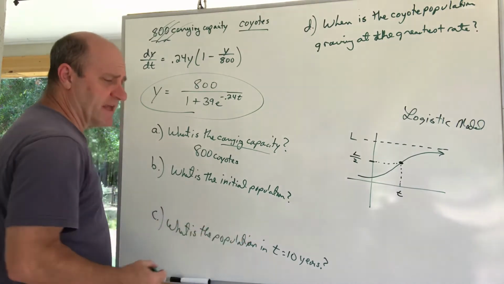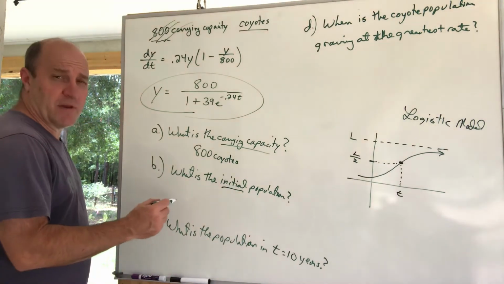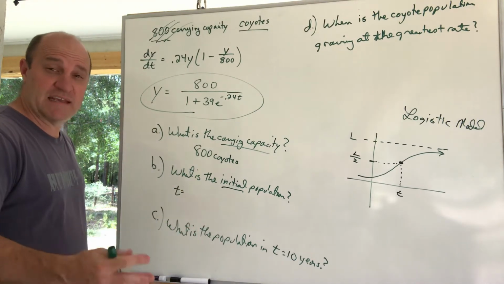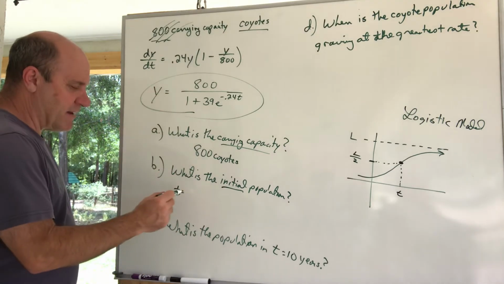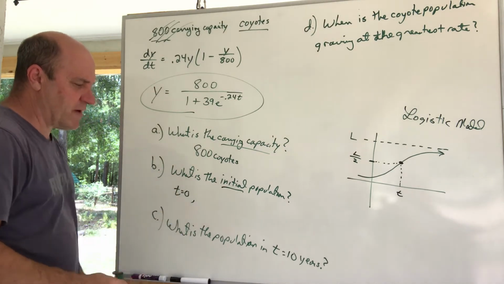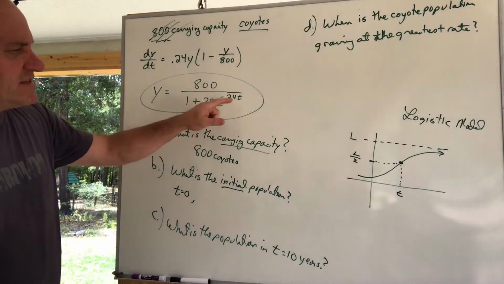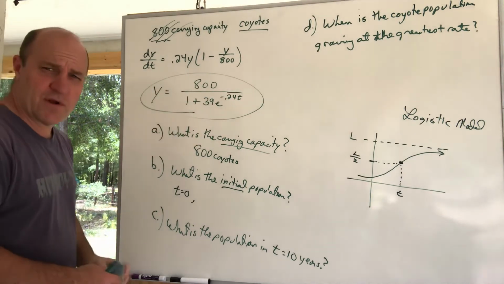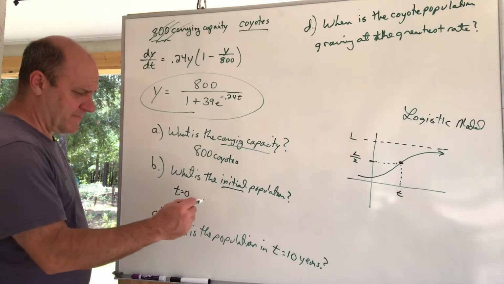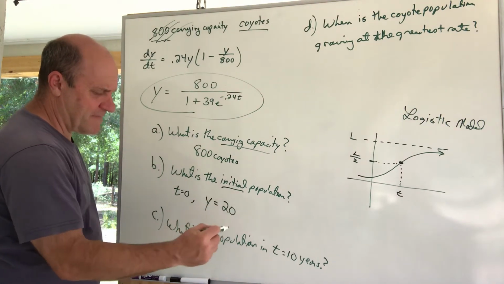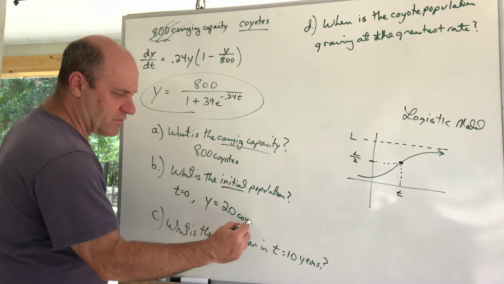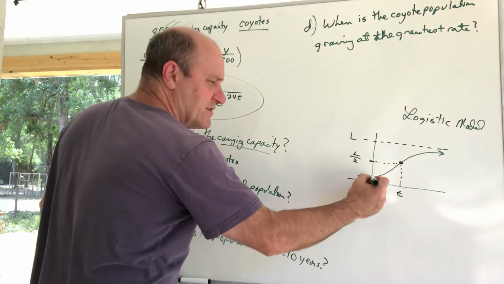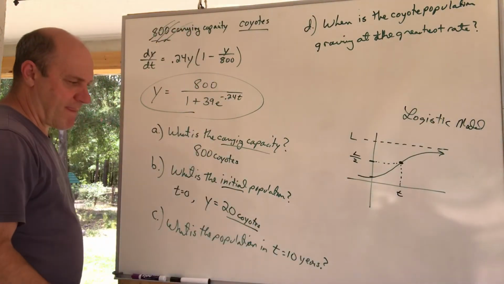What is the initial population? Hopefully you realize what that means. That's the population when t is 0. Maybe I could have defined that as some year, 2015 or something like that, but I didn't. But t equals 0 is going to give me the initial population. I'll plug in a 0. e to the 0 is 1, times 39. 39 plus 1 is 40. 800 divided by 40. Is that 20? I think it's 20. The initial population was 20 coyotes. Their population is growing.